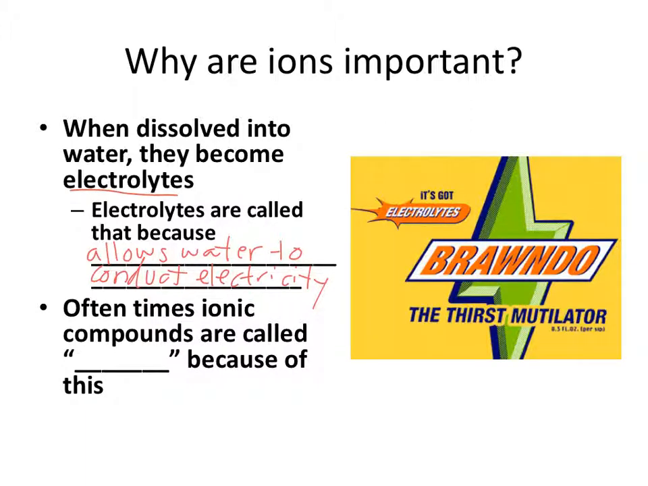So that's that flow of electrons that we see. And so when salts, or when ionic compounds get dissolved into water, they're going to allow electricity to conduct because they're able to move their electrons around with them. They carry those charges and push the charges around to allow electricity to flow. Oftentimes, these compounds are called salts because of this.